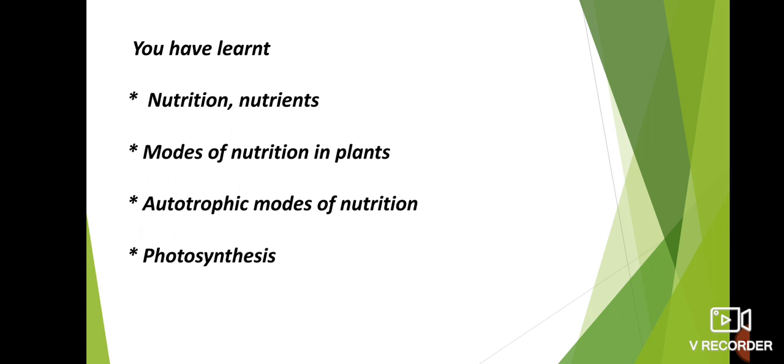In the autotrophic mode of nutrition, we discussed the process of photosynthesis. Green plants absorb carbon dioxide from air and water from soil with the help of sunlight and chlorophyll. They convert these materials into food, and this process is called photosynthesis. In photosynthesis, we discussed more about the raw materials for photosynthesis, the process of photosynthesis, and the site of photosynthesis.